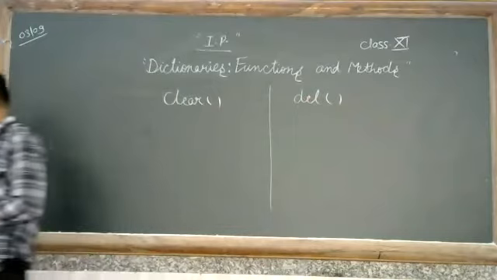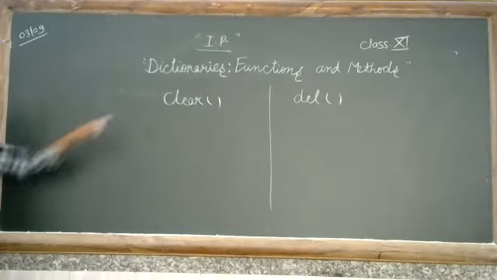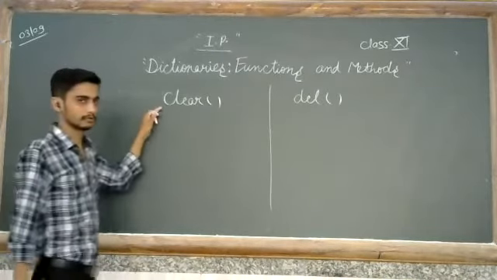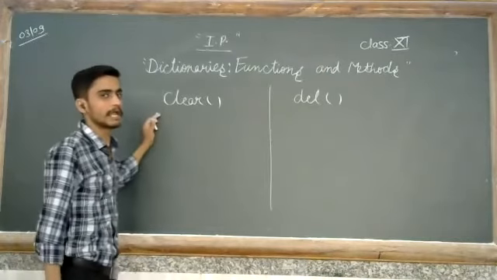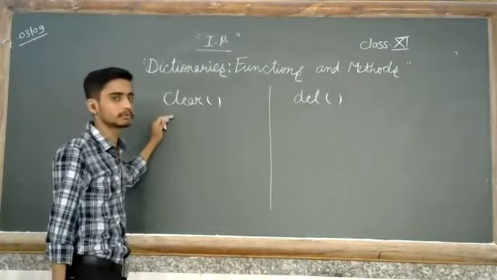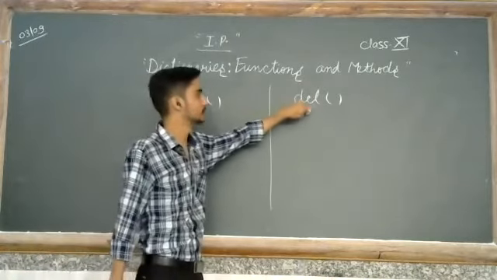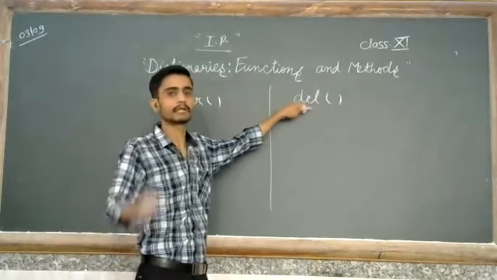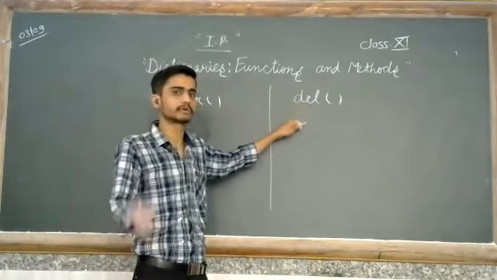Okay. Mark my point, students. If you will use the clear function, then it will clear the dictionary. That means it will delete the dictionary's values and keys, and then it will convert it into the empty dictionary. But if you will use this del keyword, then it will permanently delete that dictionary and it will not be saved in your server.